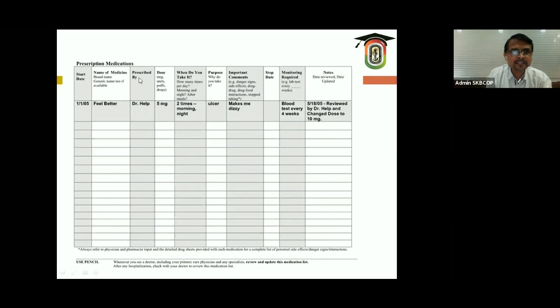सो नेम ऑफ द मेडिकेशन, किसने प्रिस्क्राइब किया था, उसका डोज क्या था, व्हेन डू यू टेक इट, कब लिया था, कितने समय लिया था, उसका कुछ पर्पस किस लिए लिया था. इंपॉर्टेंट कमेंट इफ देयर, अब यहाँ पर एक कमेंट है, एग्जाम्पल था वहीं पर लिखा कि मेक्स मी हेजी. ठीक है, सो स्टॉप डेट अगर है तो, और मॉनिटरिंग रिक्वायर्ड यहाँ पर लिखा है कि ब्लड टेस्ट रिक्वायर्ड आफ्टर 4 वीक्स. सो हियर देयर वाज अ सजेशन, अपडेटेड रिव्यू वाज देयर कि द डोज हैज टू बी चेंज टू 10 milligram, right? Depending upon the condition of the patient.